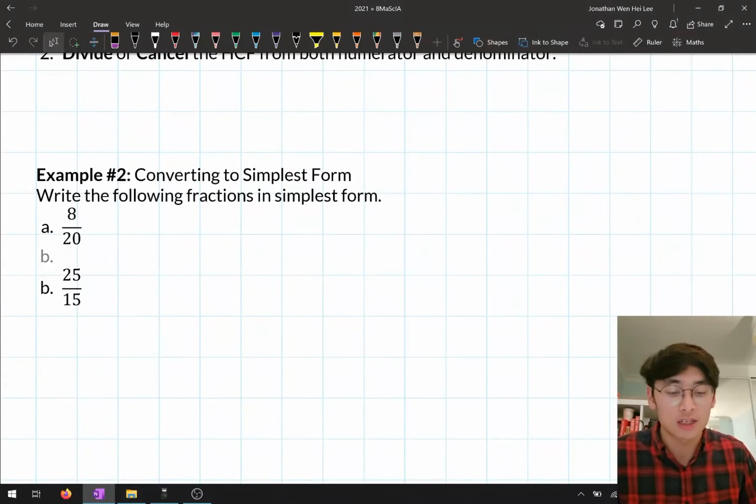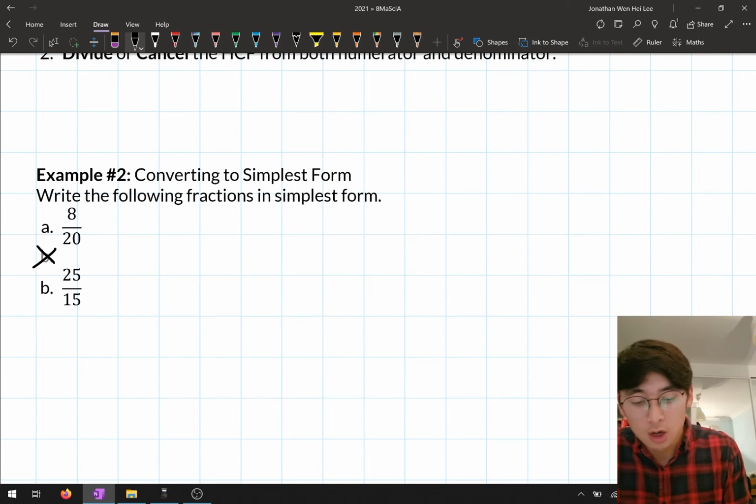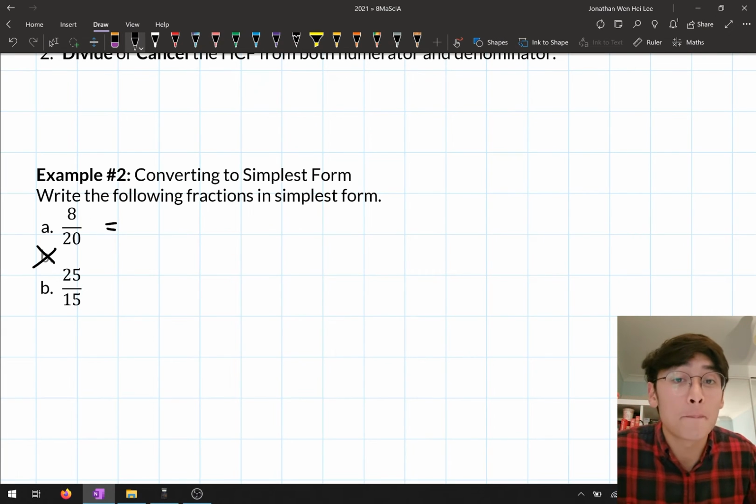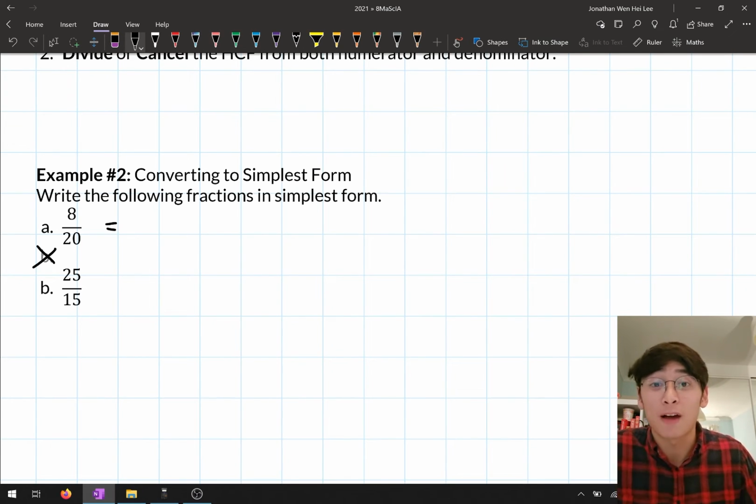Let's have a look at these 2 examples. Write the following fractions in simplest form. Okay, so I've got 2 fractions here. I've got 8 over 20 and I've got 25 over 15. What we want to do is find a number that can go into both 8 and 20, and we want to find the biggest possible number. We actually did this when we were looking at algebra and simplifying algebraic fractions, or dividing algebra terms. What we want to do is find numbers that can go into both of these numbers. So have a look at 8 and 20.